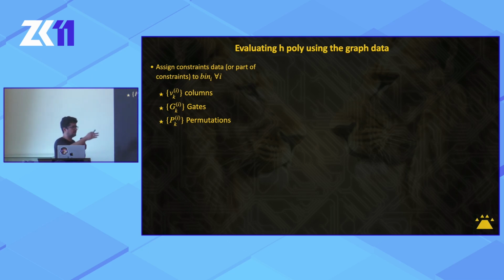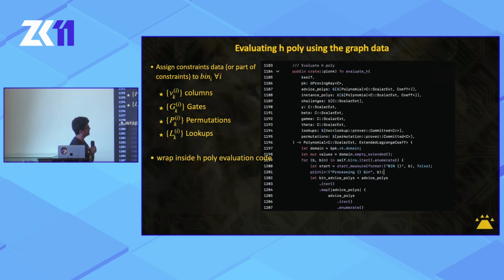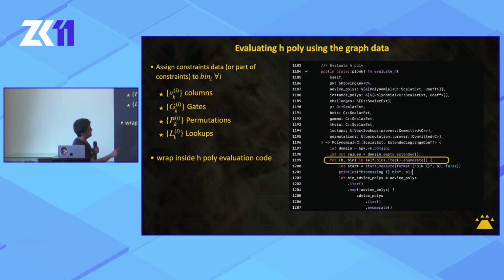In quotient polynomial, you can have a custom gate. Part of it comes from bin 1, and part of it comes from bin 2. You can have things like that. So the main idea is to somehow use this to wrap it inside the quotient polynomial evaluation code. And what you see is that you can put a simple for loop that runs over the different bins. So this means you can actually evaluate each part of the quotient polynomial separately as two completely independent expressions.